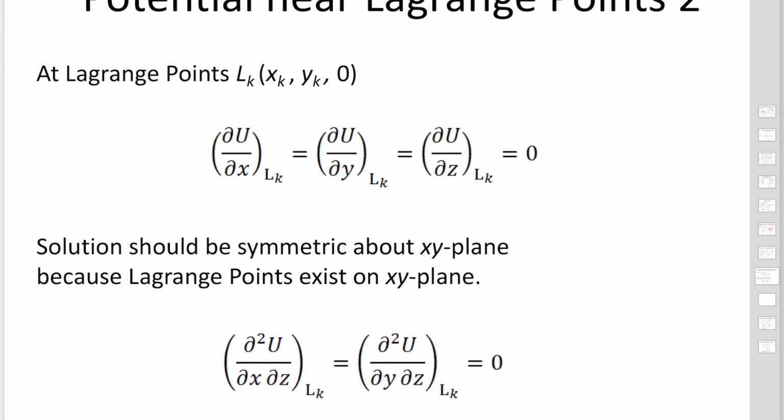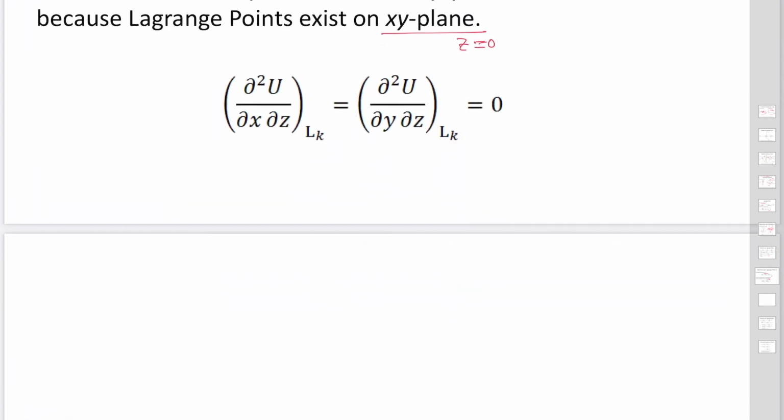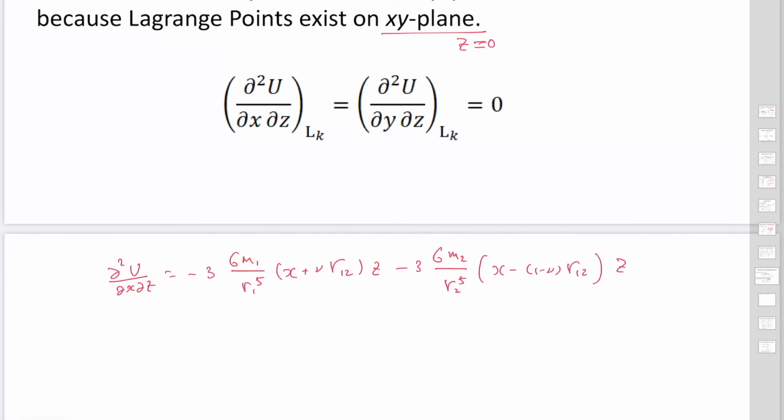So at the Lagrange point, as I explained, the derivative becomes 0. Also, the solution should be symmetric about the xy plane because the Lagrange point exists on the xy plane. So this means z equals 0. If you calculate the second derivative, it becomes minus 3 G M sub 1 over r sub 1 to the fifth times x plus mu r sub 1 squared z, minus 3 G M sub 2 over r sub 2 to the fifth times x minus 1 minus mu r sub 1 squared z. So if you substitute z equals 0, this term is going to be 0. So we proved this one.